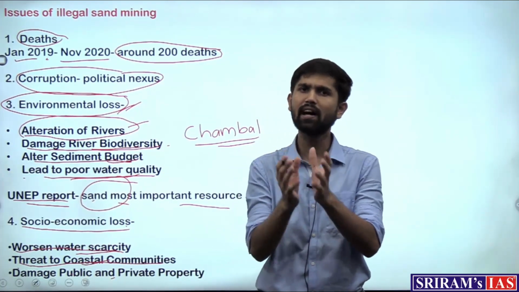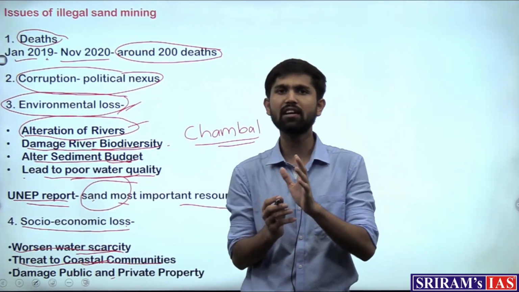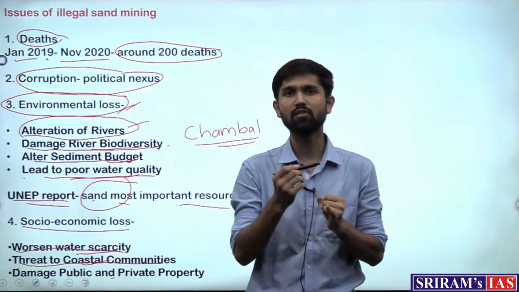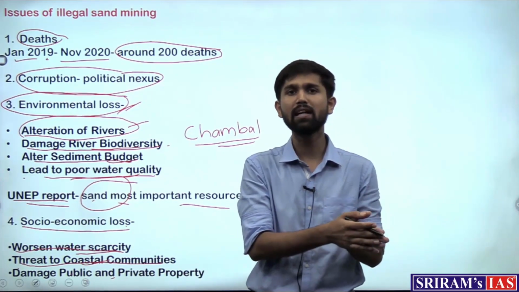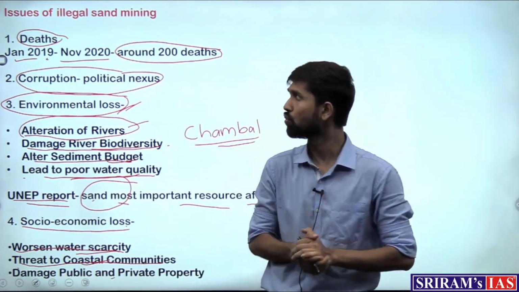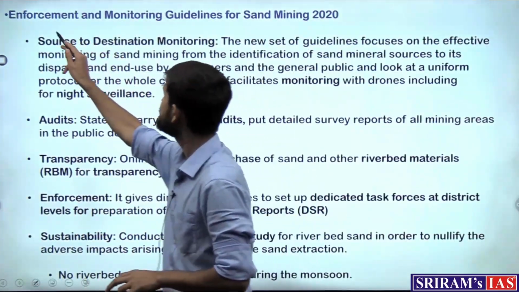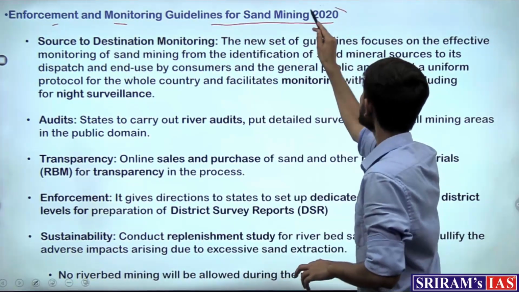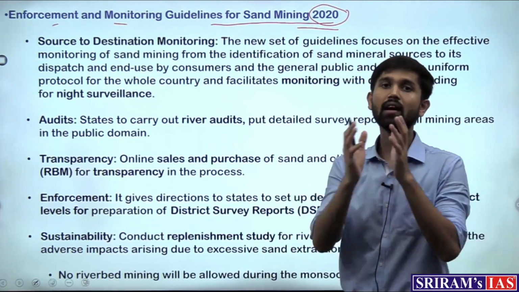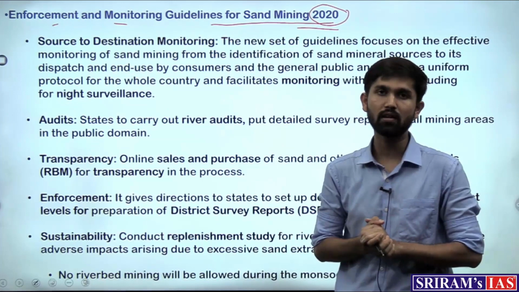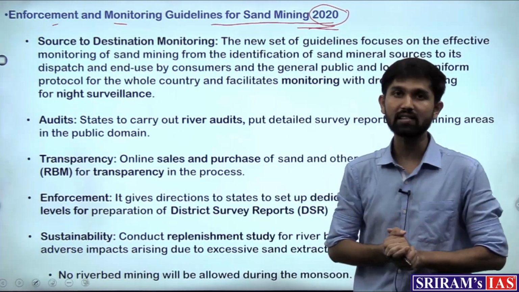So now, what has the government done to tackle this issue of illegal sand mining? Various state governments have taken various measures, such as the state of Bihar, which has banned illegal sand mining, and various measures are being taken, but their implementation is an issue. So recently the central government came out with the Enforcement and Monitoring Guidelines for Sand Mining in 2020. These guidelines are an addition to the 2016 Sustainable Sand Management rules, and are to provide more teeth for protection against illegal sand mining.